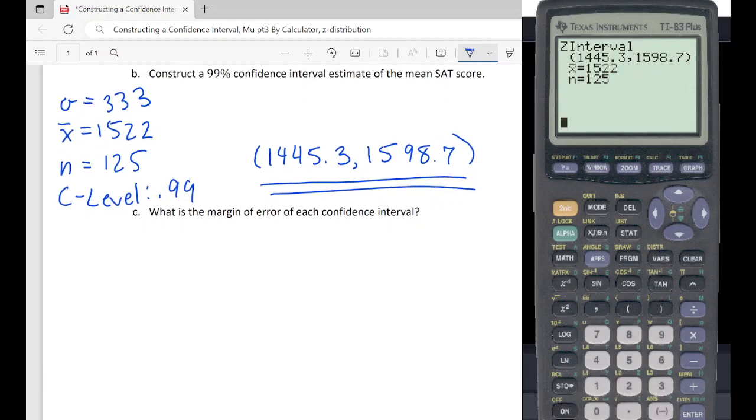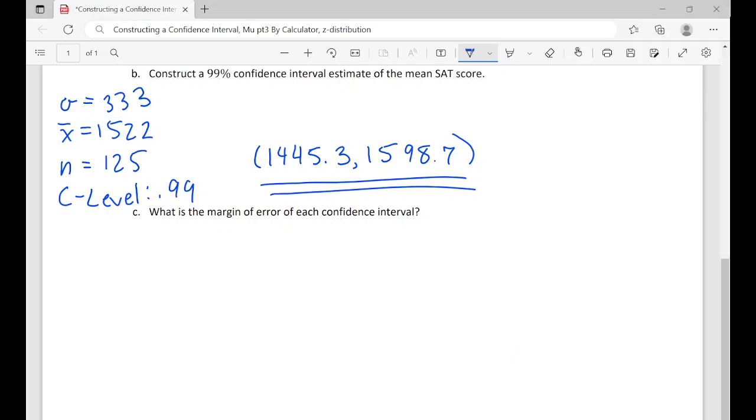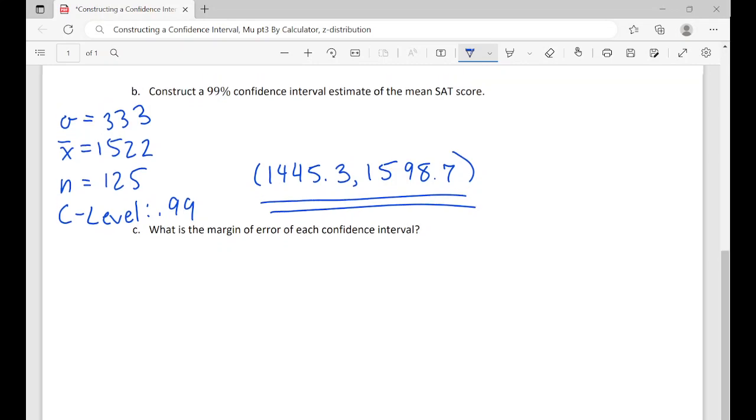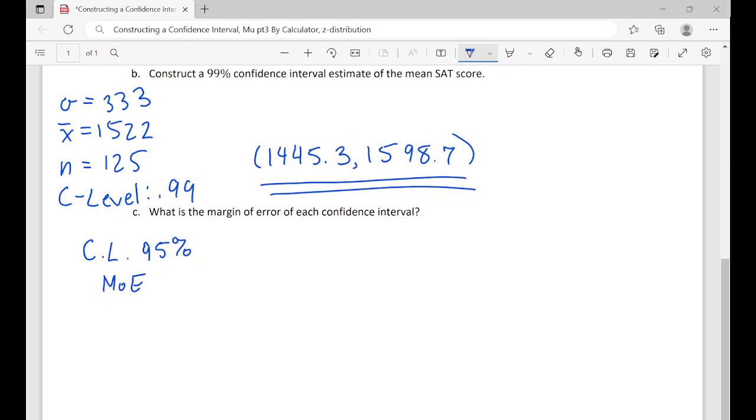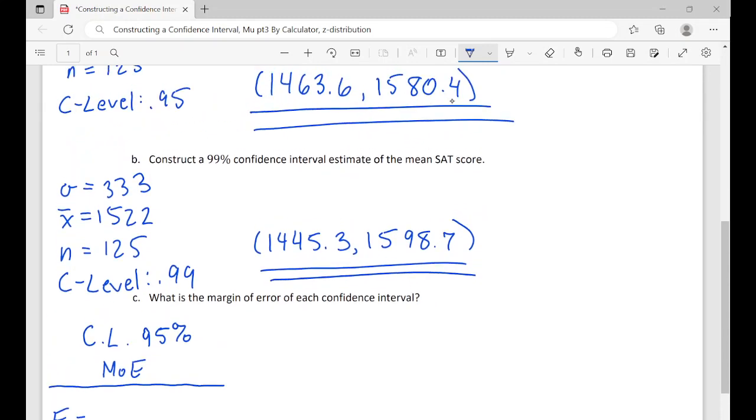Now, last is, what is the margin of error of each confidence interval? Well, we can use the margin of error formula at the top, or we can just do a kind of workaround where we take the highest value from the confidence interval, subtract the lowest, and then divide by 2, which is what we're going to do here. But if you want to use a formula, it will work just the same. So for the confidence level of 95%, we're going to find the margin of error. So E here is going to be highest minus lowest, so highest is 1580.4 and lowest is 1463.6.